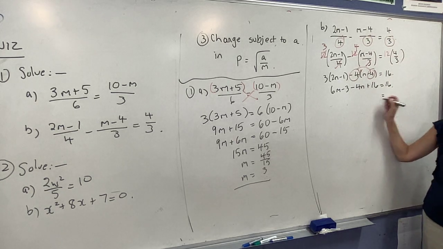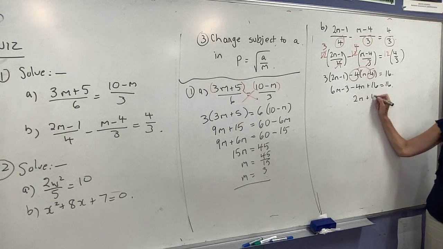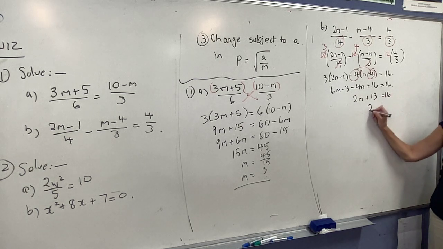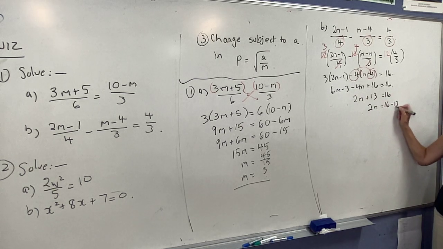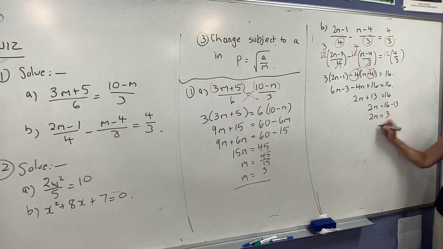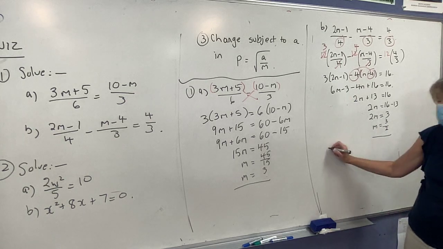Continue. And then you do 2m plus 13 equals 16. Yep, continue. 2m equals 16 minus 13. Yep. 2m equals 3, and then m equals 3 over 2. And that's your answer. Good. Okay, looking at number 2A.